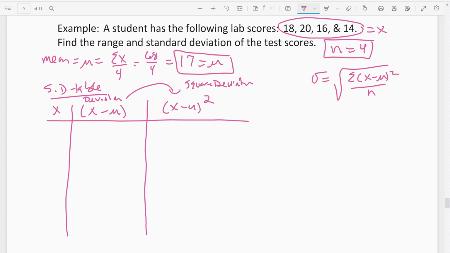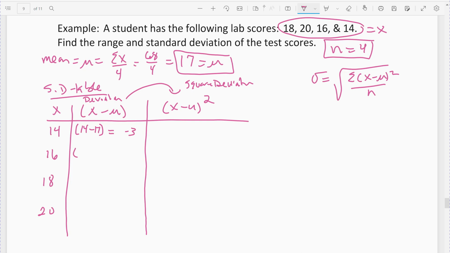Alright, so first I list my values, and we like to list them in order, just because you don't have to, but as a mathematician we like to list them in order. So I'll go 14, 16, 18, and 20. Alright, the deviation is we take 14 minus 17, and so the first deviation is negative 3.